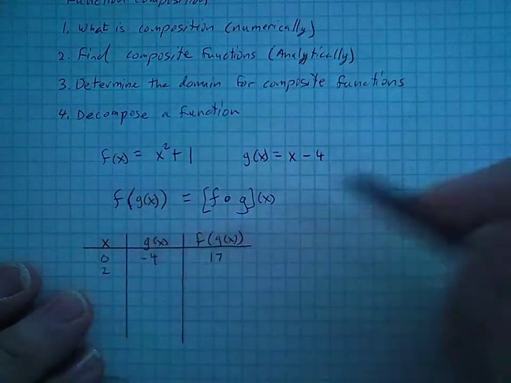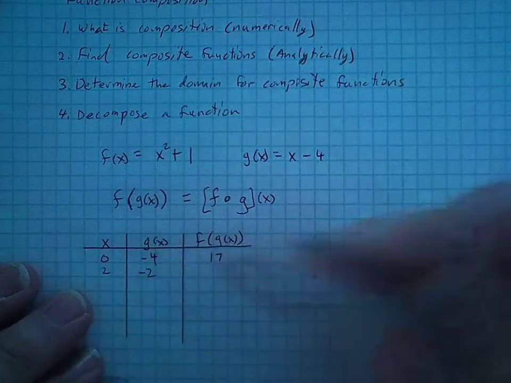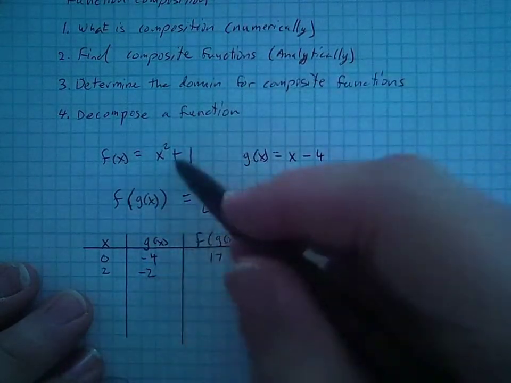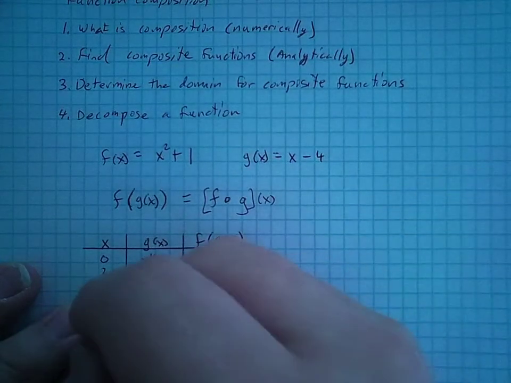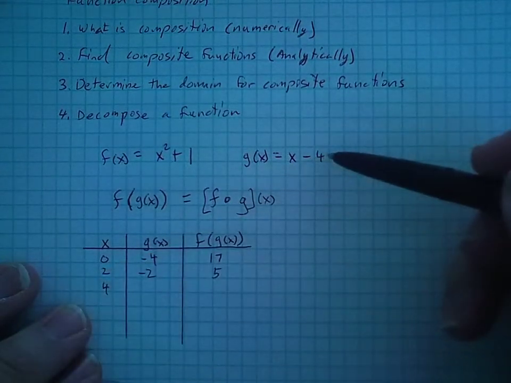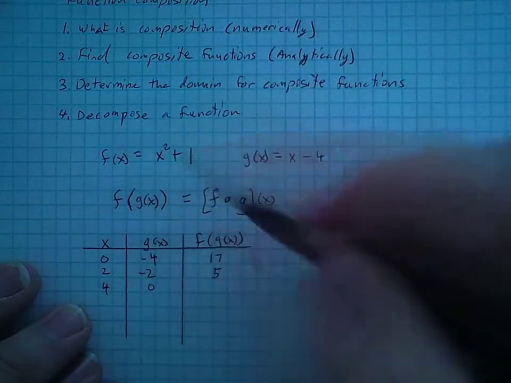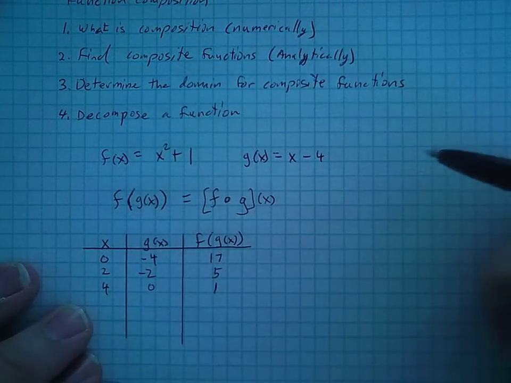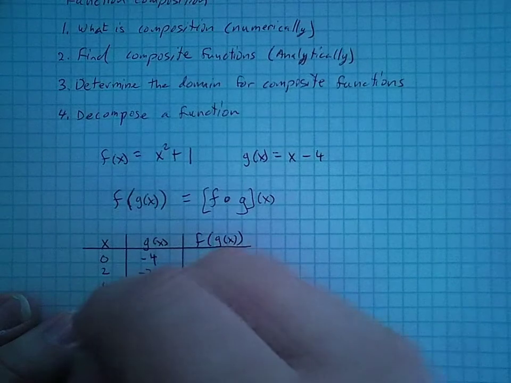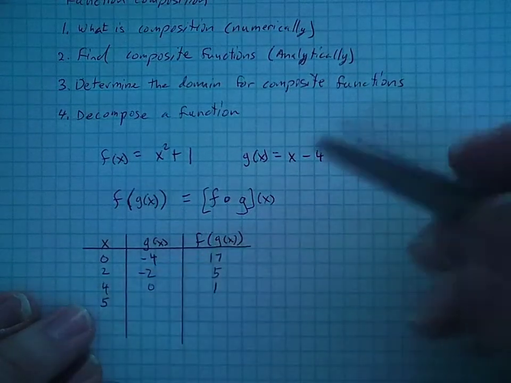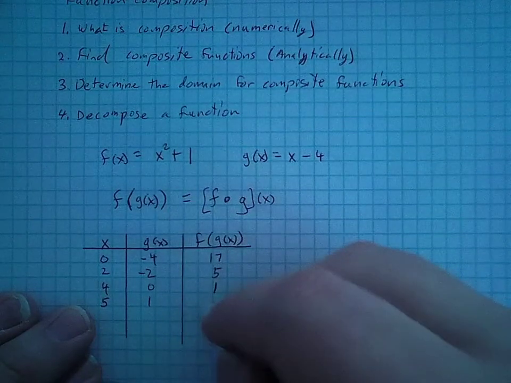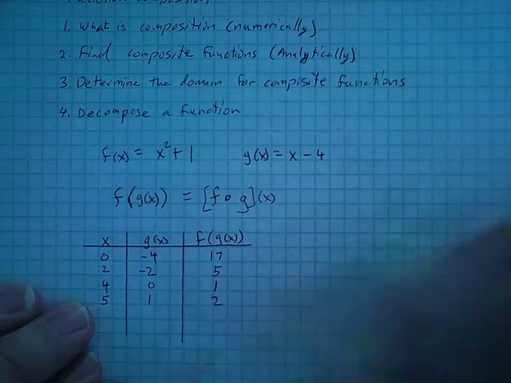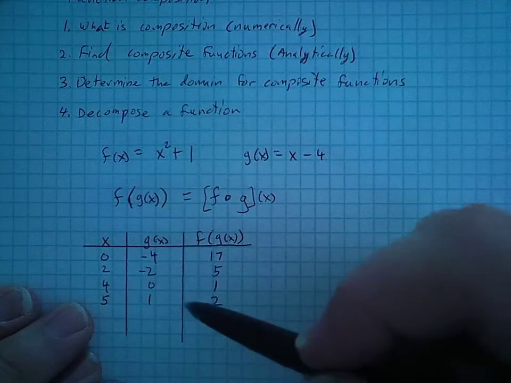Similarly, if I stick in 2, 2 minus 4 is negative 2. When I stick that into f, I'm going to get 4 plus 1, which is 5. If I stick in 4 into g, I'll get 0. 0 squared is 0, so then when I add 1, I get 1. And I could keep going. I'll stick in 5 as well. That gives me 1 from g. I take 1 and stick it in here, and I get 2. So that's really what function composition looks like.